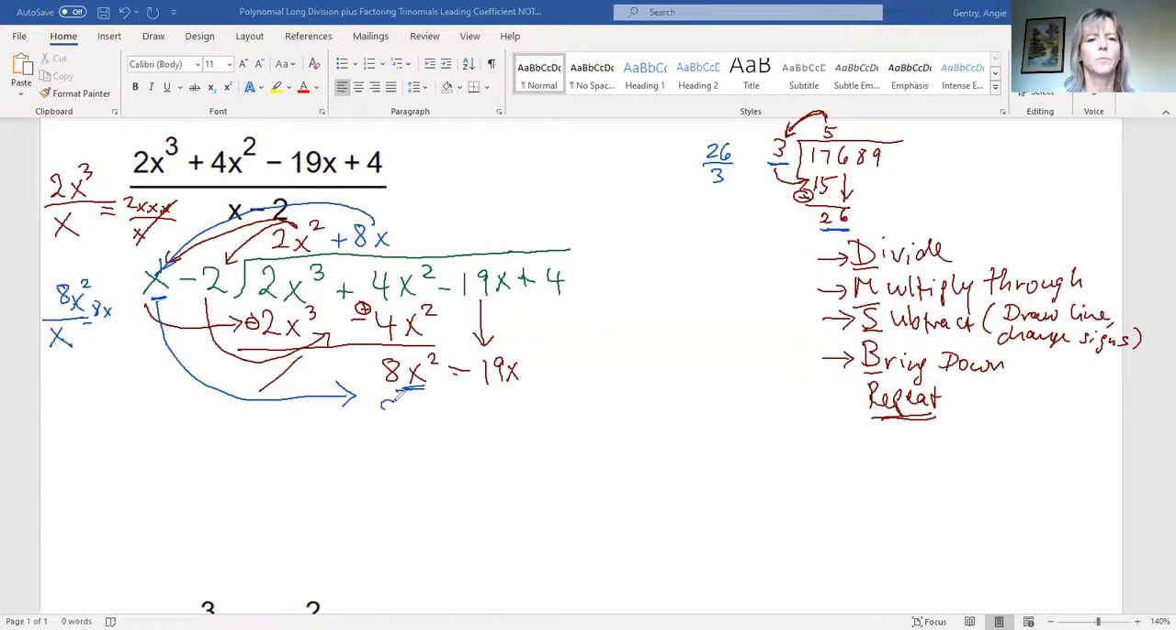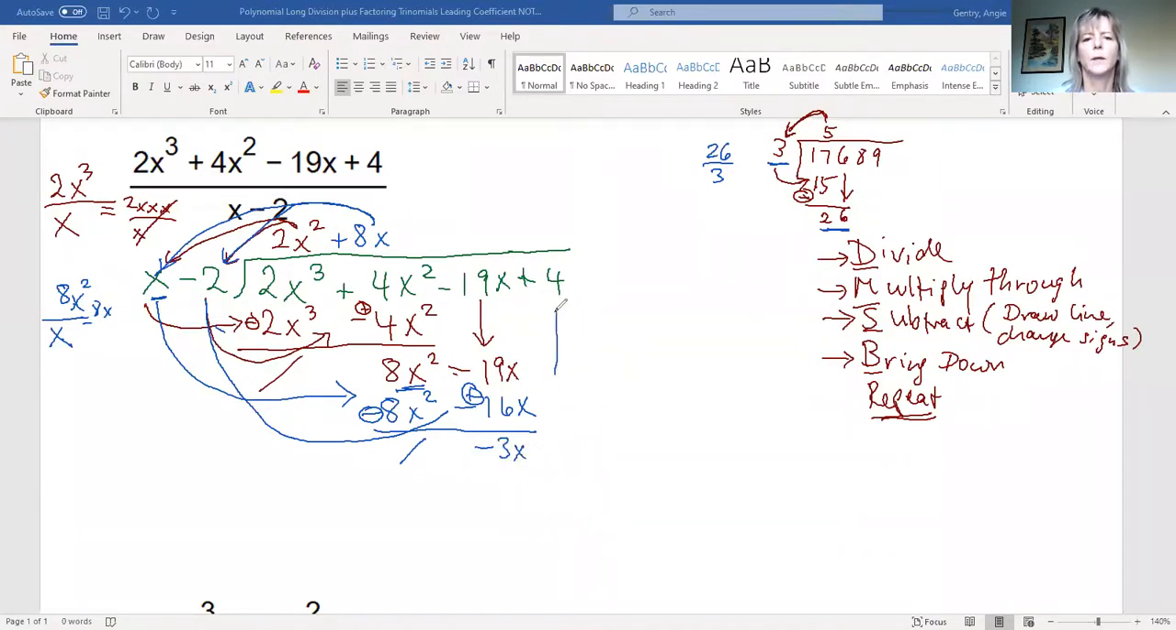8x times x is 8x squared. 8x times negative 2 is negative 16x. So that was multiply. Now we're back to subtract. Subtract means draw the line, change each sign. This was a positive, now it's a negative. This was a negative, now it's a positive. This is where most of your mistakes happen, the signs. 8x squared minus 8x squared is gone. It has to, but we didn't force it. And then negative 19x plus 16x is negative 3x.